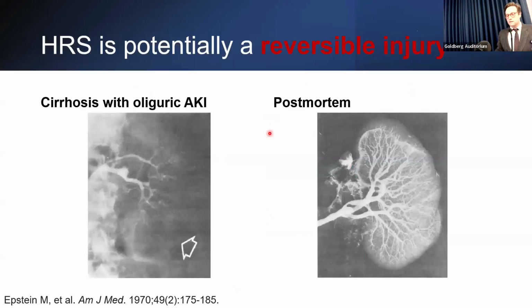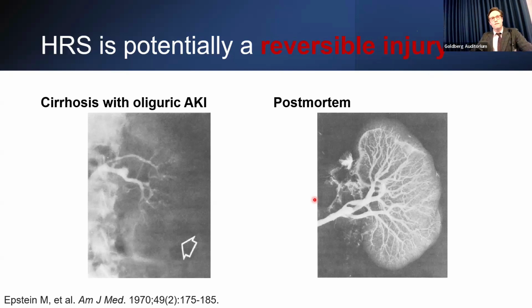So going back to this study. HRS, again, is a state of profound prerenal azotemia that is not reversed by repleting the effective circulating volume. This was a study done in the 1970s where they did a renal angiogram in a patient with cirrhosis and oliguric AKI. And as you can see here, there's terrible renal blood flow. This was done post-mortem of the same kidney that showed restoration of that renal blood flow. What is this showing? The architecture of the blood vessels doesn't change. It's just severe renal vasoconstriction.